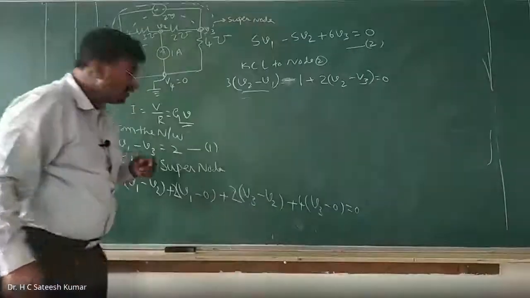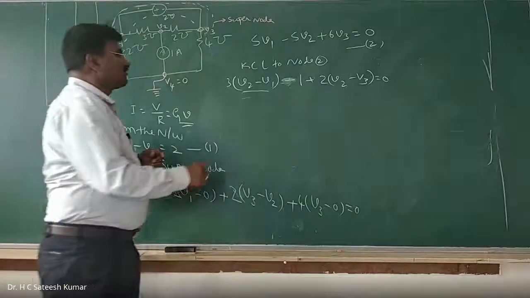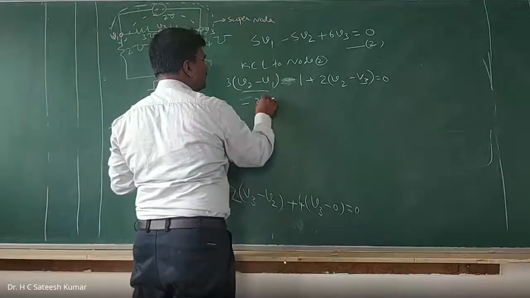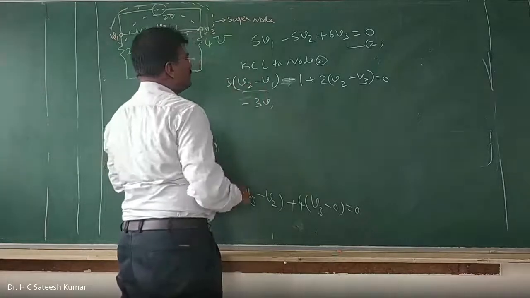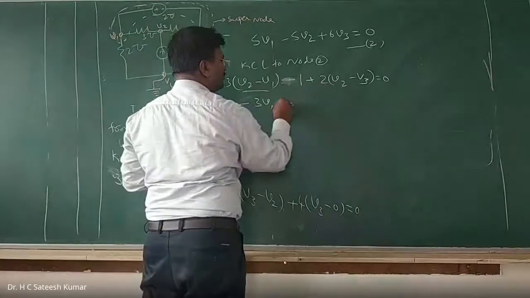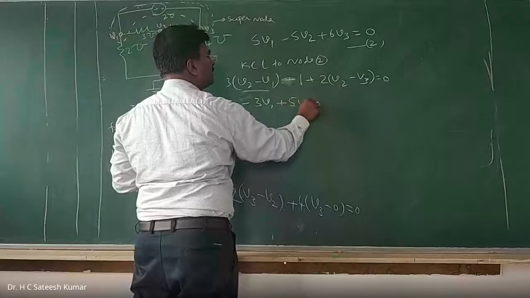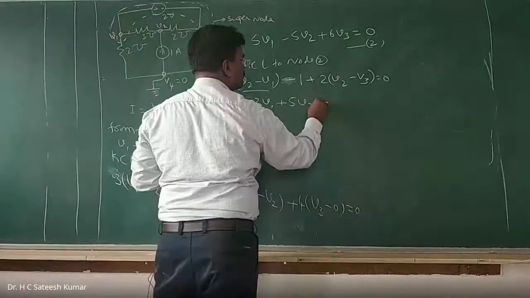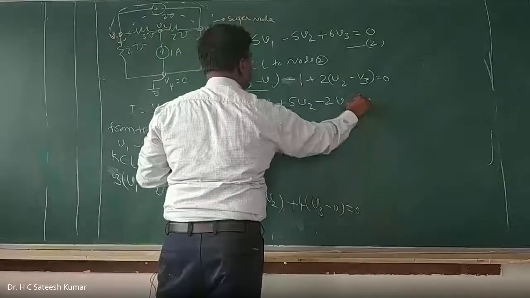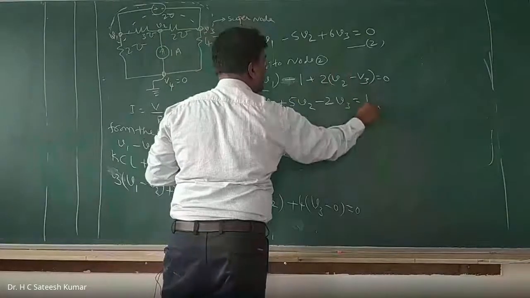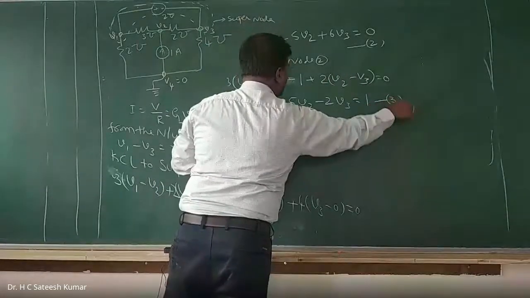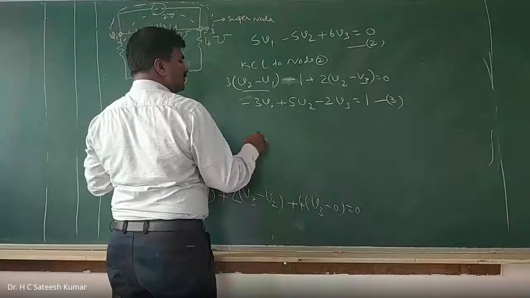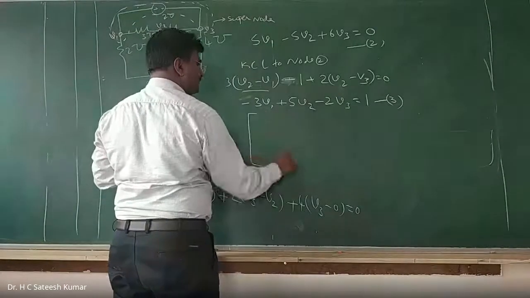So therefore, what do we have? Minus 3V1, 3V2 plus 2V2 is 5V2. What about V3? Minus 2V3 is equal to, transferring minus 1 to the right-hand side, plus 1. Call this equation number 3. So now we go for the matrix.